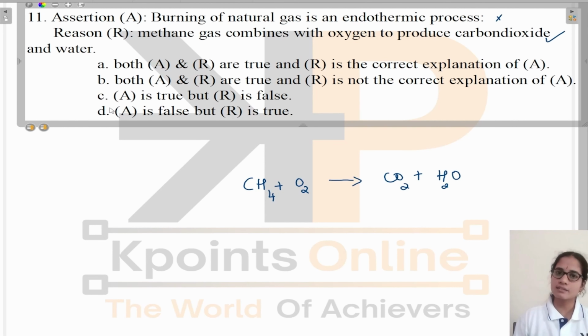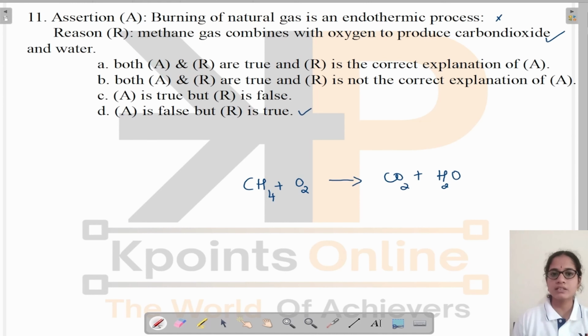Okay. In the third option, that is C, A is true, but R is false. In the fourth option, A is false, but R is true. Yes, A is true, but R is false. Here also they have given A is true, but we know that A is false. So our correct option will be B. This will be our correct option because A is false and R is true.